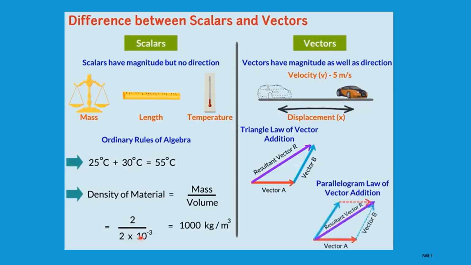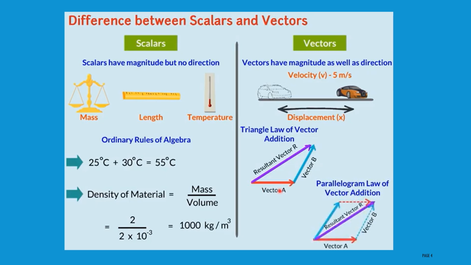10 power minus 3 shifted up will become 10 power 3. 10 power 3 is nothing but 1000 kg per meter cube. When we are solving, we use the simple or ordinary rules of algebra. But in the case of vectors, if you want to add or find the resultant vector, we will follow some rules.